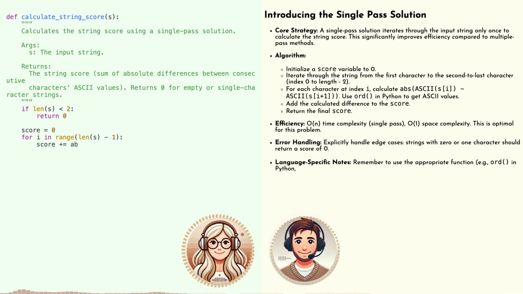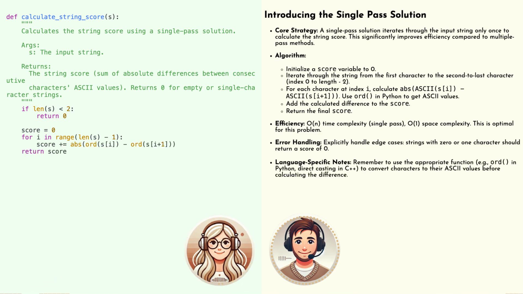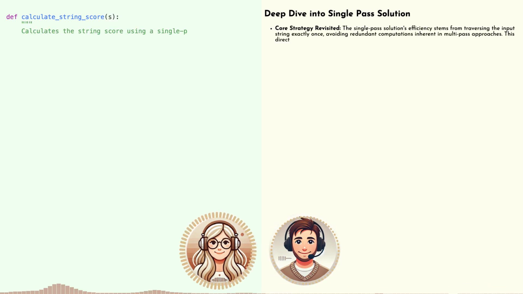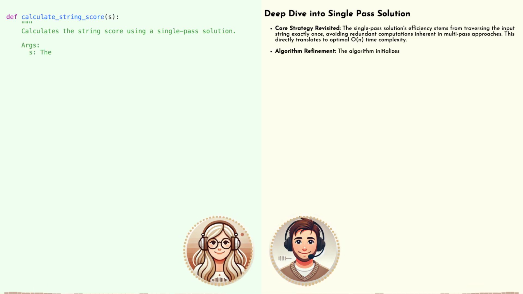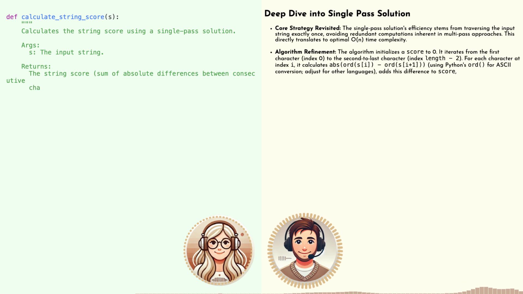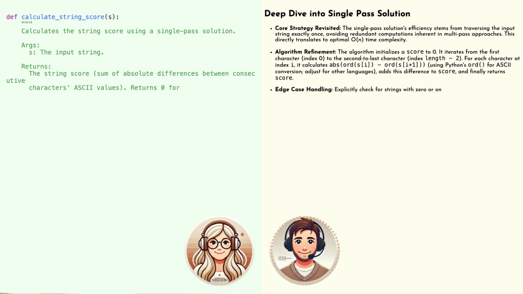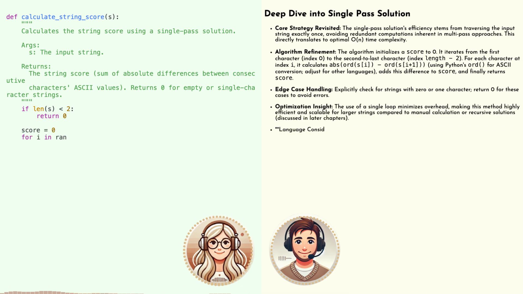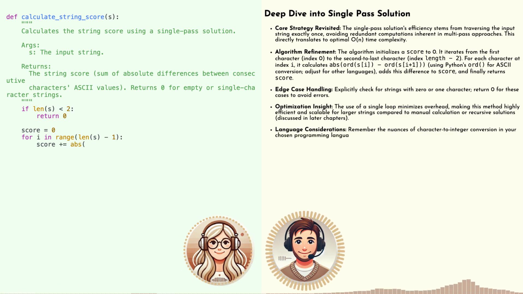Well, let's take a simple example. Let's say we have the string cat. Each character has a corresponding ASCII value. C is 99, A is 97, and T is 116. To get the string score, we look at the absolute difference between each pair of adjacent characters. The difference between C and A is 2. Then A and T, a bigger jump, is 19. We add those together: 2 plus 19, and we get a string score of 21. Pretty easy, right? You've got the core idea.